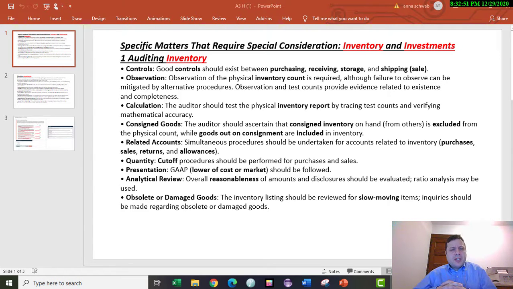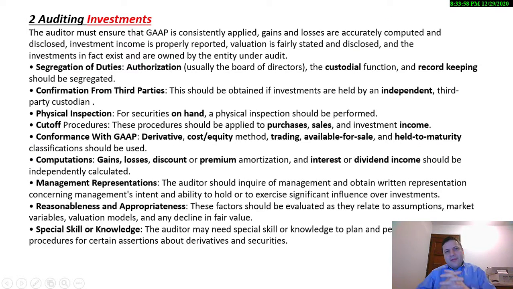Inventory turnover, for instance. Obsolete or damaged goods. The inventory listing should be reviewed for slow-moving items. Inquiries should be made regarding obsolete or damaged goods. So you should do a physical inspection. See if some of the inventory has collected a lot of dust. It's an example of items that haven't moved, that haven't been sold, and they should be marked down according to their obsolescence or damage.